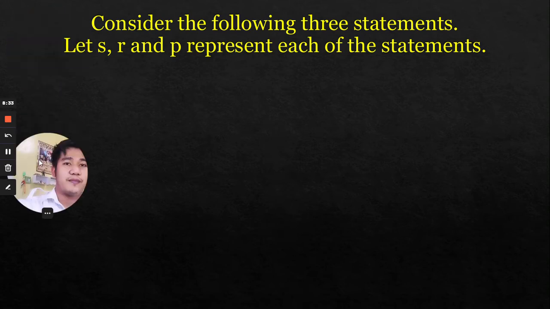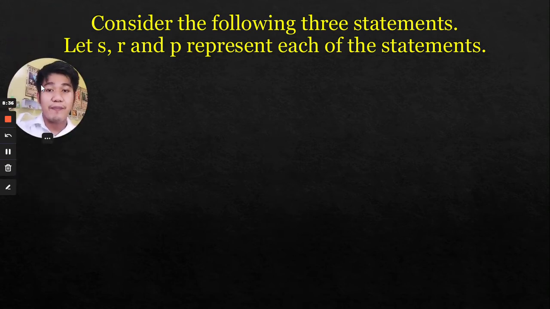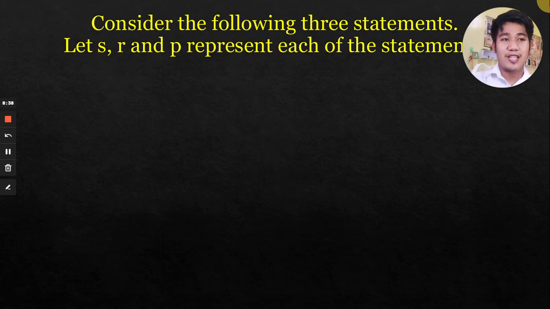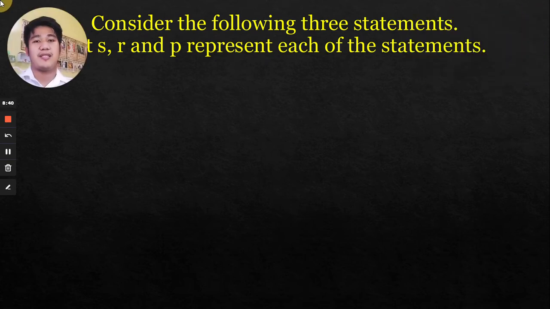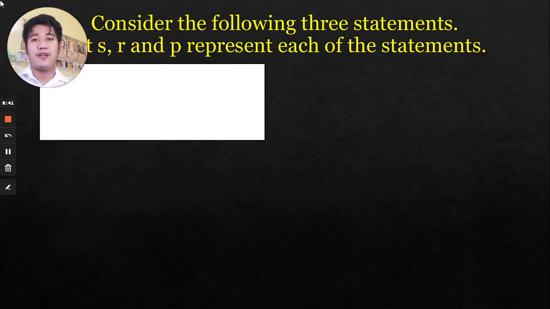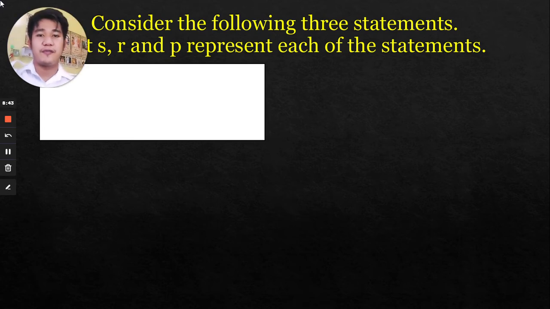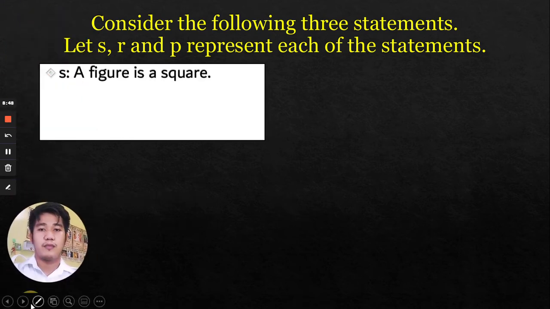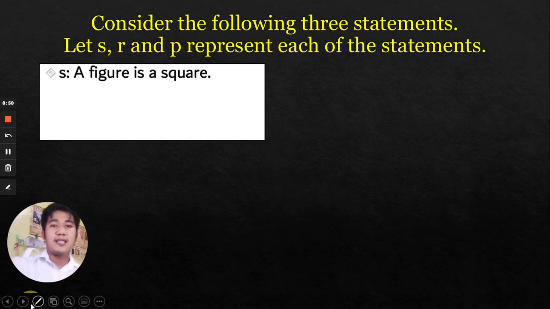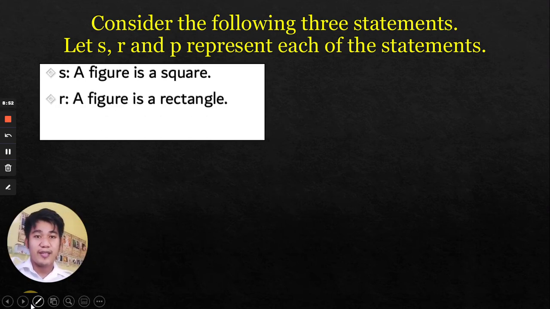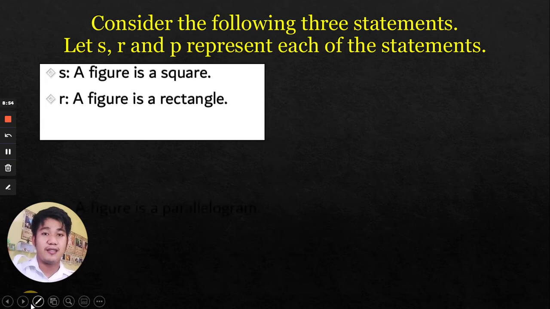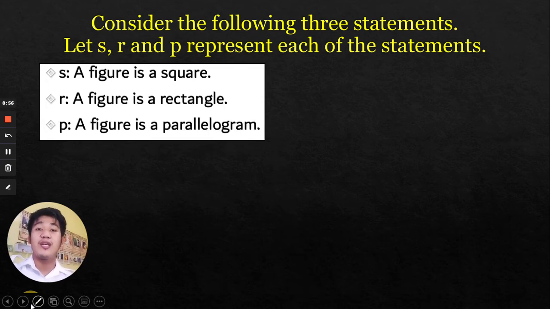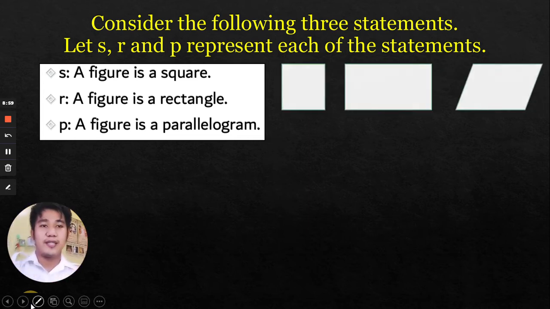What is it? Let S, R, and P represent each of the statements. Okay, for the first statement, we have S: a figure is a square; R: a figure is a rectangle; P: a figure is a parallelogram. Okay, we have S, R, P. Now, here are the figures.